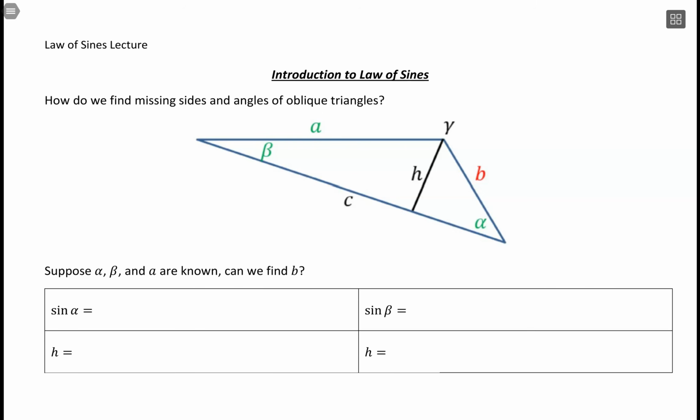In the work we've done so far in this course, we've really focused on right triangles, so having a triangle with a 90-degree angle. What we're going to be looking at this week are oblique triangles. So these are non-right triangles that we'll be looking at. So non-right.